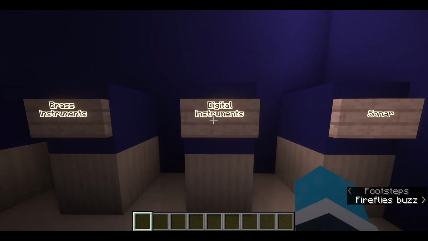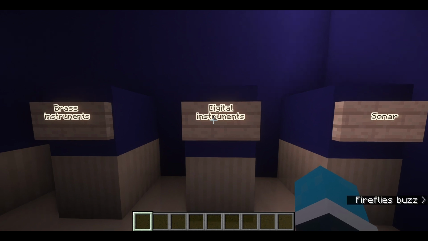Digital instruments is where it gets really fun. Sound waves are created by a computer, which controls the overtones and resonance artificially, then sends those specifics to a speaker.